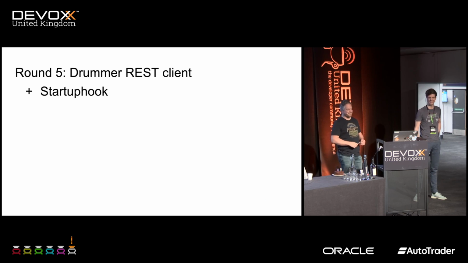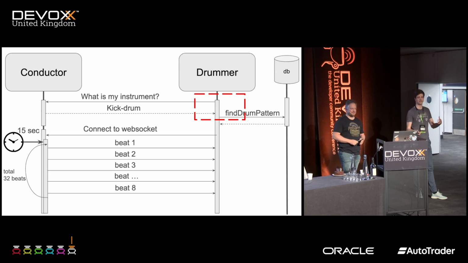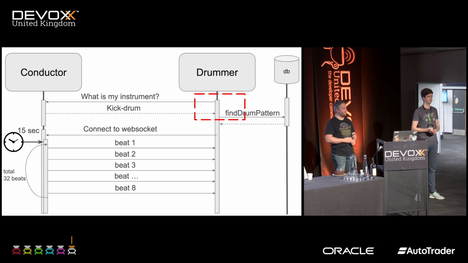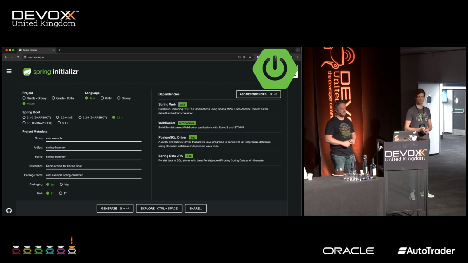So anyhow. All right, then we're going to take the drummer's REST client. So it's going to ask, hey, what is the instrument that you want me to play? And it's going to get back an answer, basically a REST client call you do in pretty much every enterprise application everywhere. We're going to build a separate application for that part, because this is the drummer.